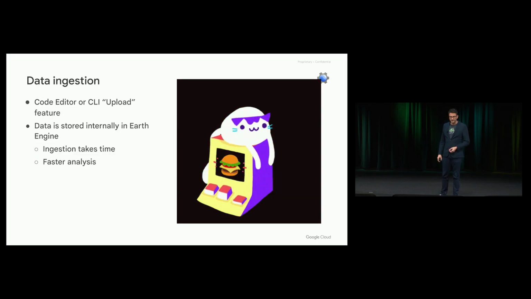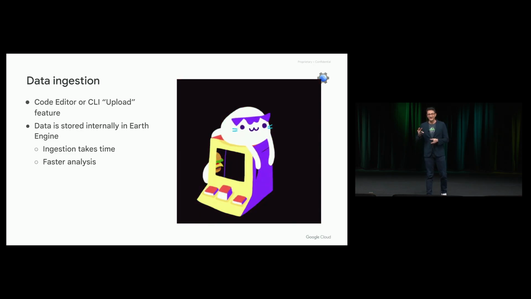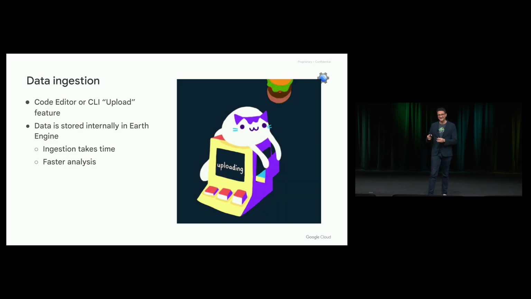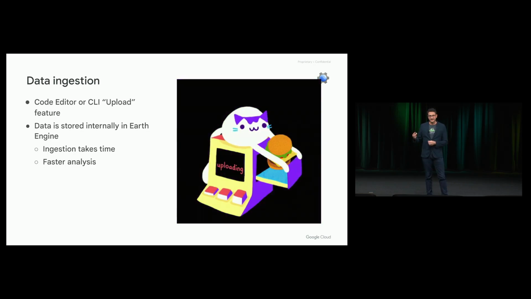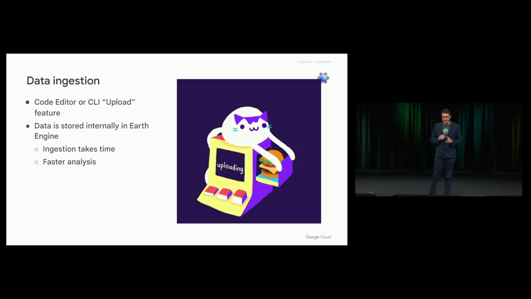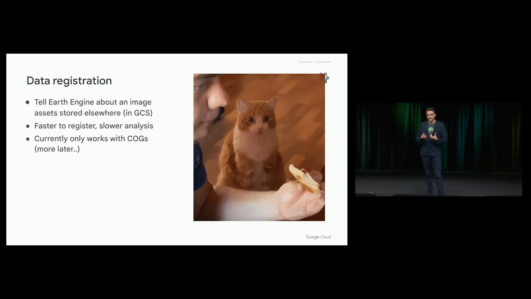So next, just to quickly disambiguate when we're talking about ingestion into Earth Engine versus registration of data with Earth Engine. So when we say data ingestion, we've hired 10,000 cats to actually take all of your data and shove them into, no, just kidding. There's the automated process of taking data and pre-processing it, pre-indexing it, referencing it, and storing it in our internal format. This takes time, okay? You get faster analysis out of this, but you have to first import the data into Earth Engine, or as we say, upload the data.